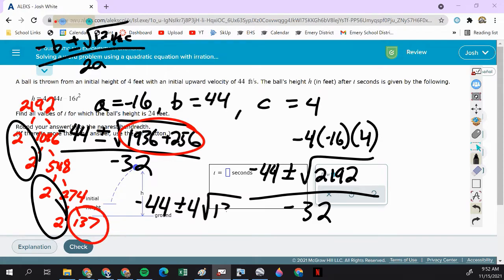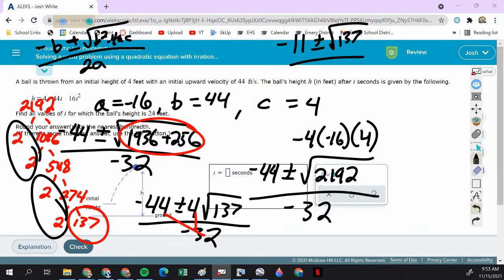137 over negative 32. Does that simplify? Can I take anything out of those 3 numbers? A 2 would work. There's a bigger one. 4 would work. So we take out a 4, negative 11, plus or minus the square root of 137 over negative 8.